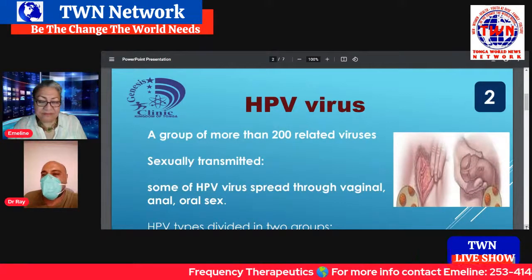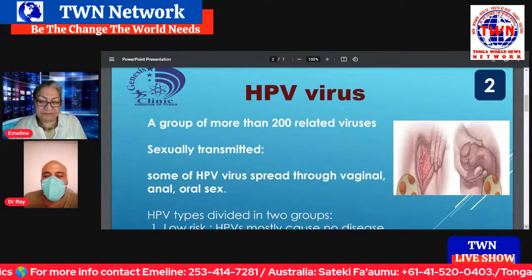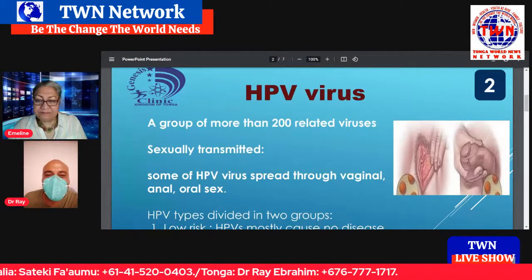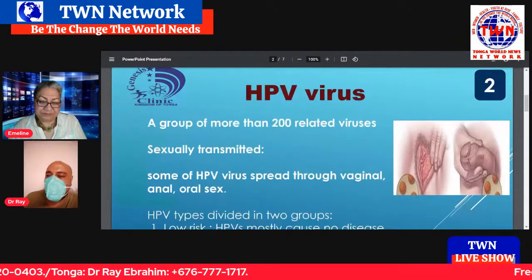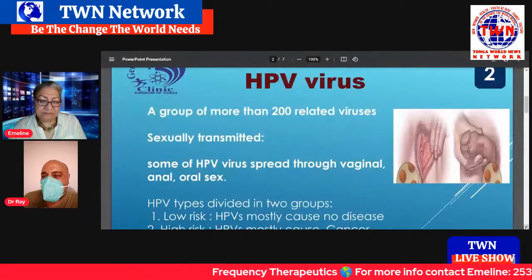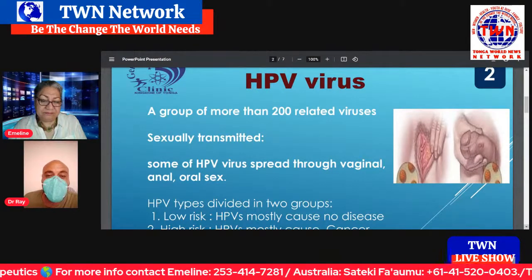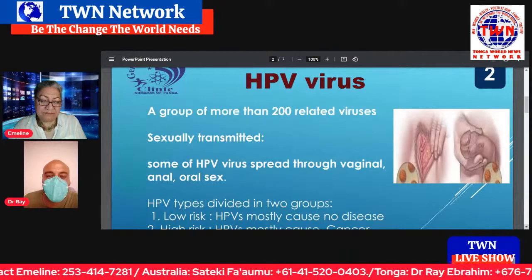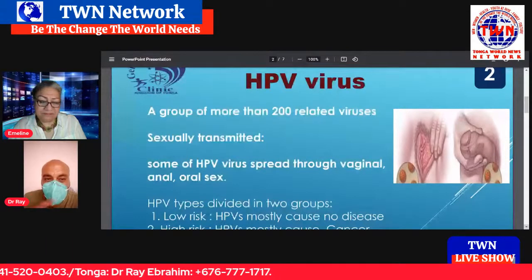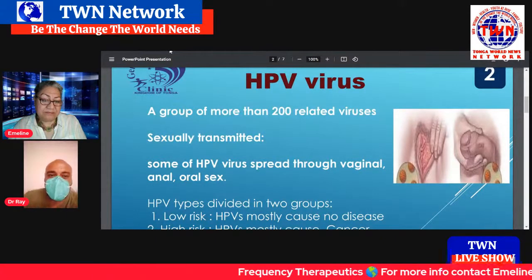So the papillomavirus actually has two types of groups. One is low risk and one is high risk. There are 200 related viruses, or actually 200 different diseases related to this virus. Number one, it's sexually transmitted or by skin-to-skin contact. It's very similar in how it transmits to monkeypox, but this one causes warts on your skin, like on your face, your hand, over your body.